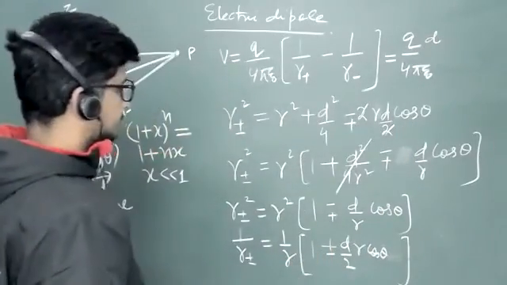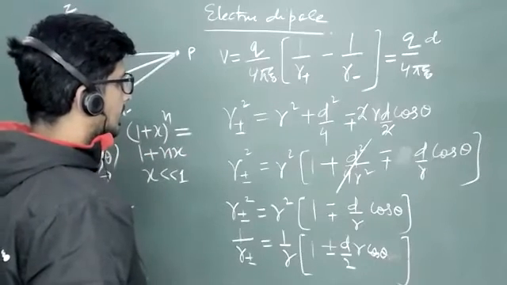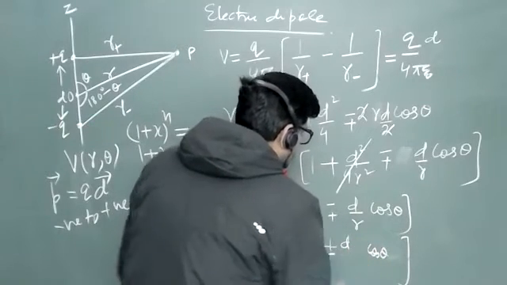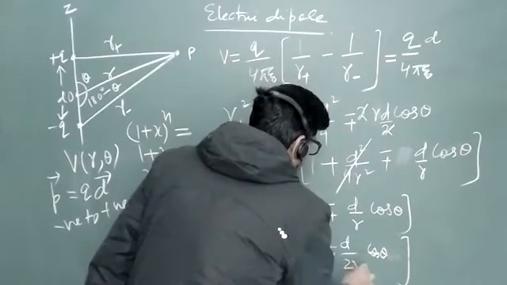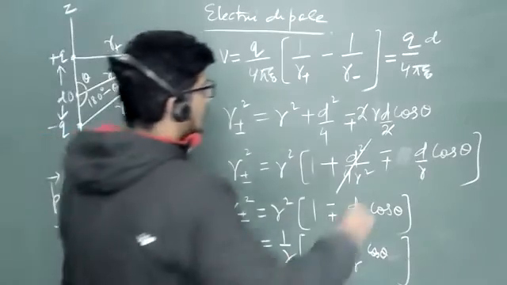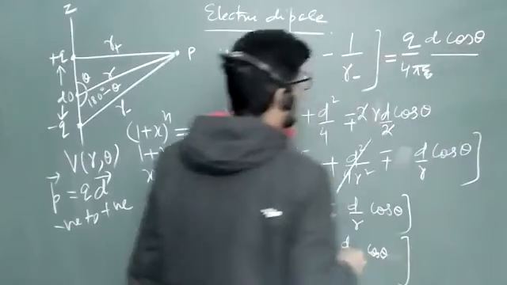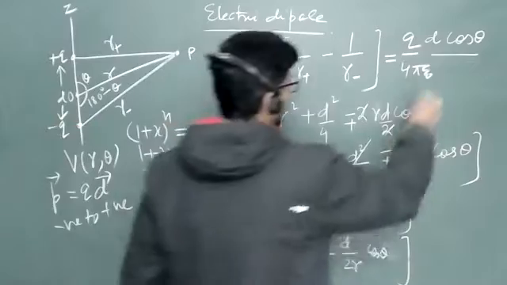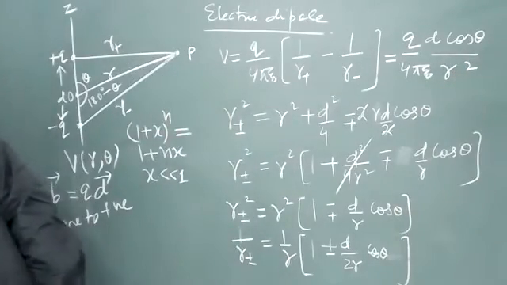Yes, sir. So d by, I'm sorry, 2 cos theta, na? D by 2r, right? So what it will become? QD cos of theta and over क्या आ जाएगा? R square. So this is the potential due to dipole, which you already know.